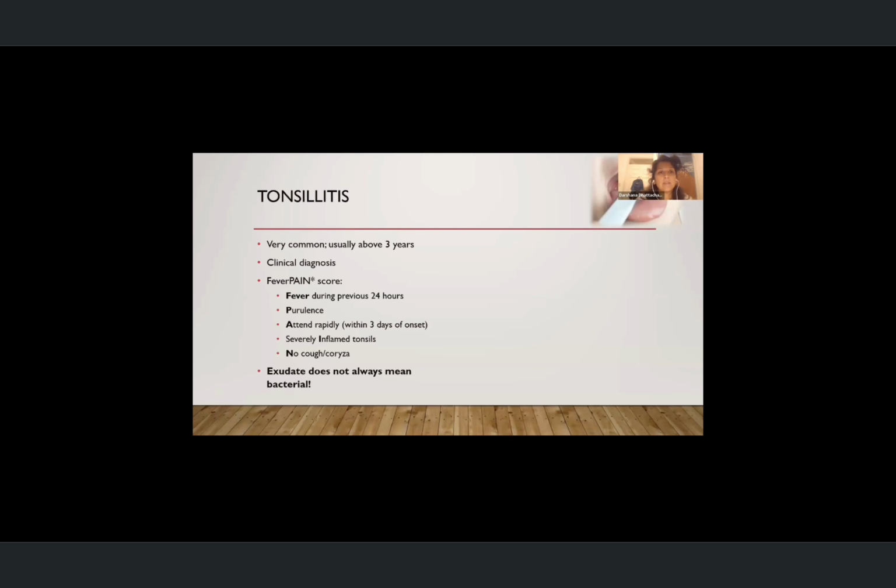And helpfully, exudate or pus on the tonsil does not always mean a bacterial infection, which is why this fever pain score is quite valuable in risk stratifying whether or not it is.